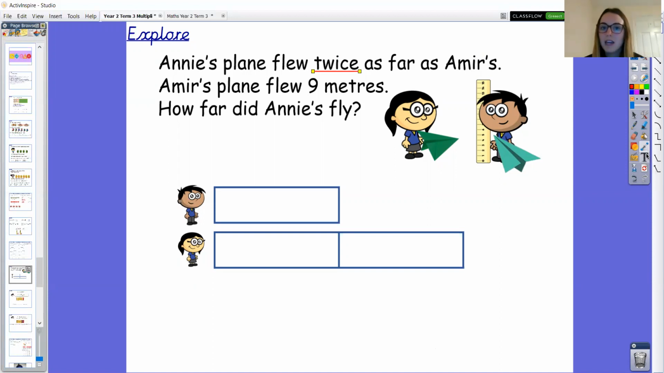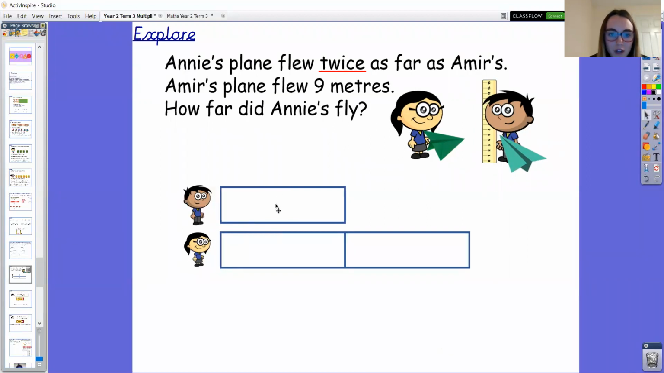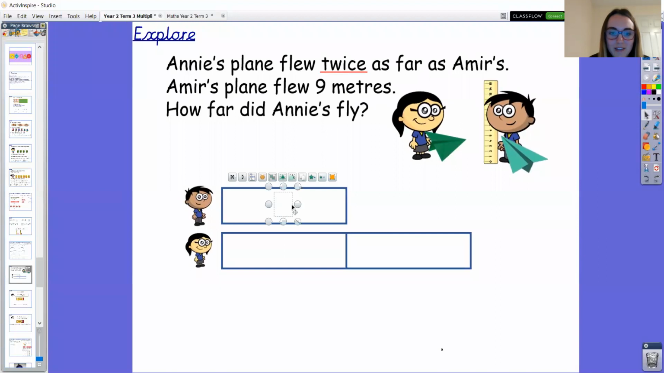So Annie's plane flew twice as far as Amir's. So as you can see here in this bar model, here is our friend Amir. This is how far his plane flew. We look at that part of the bar model. And then we have Annie down here, and her plane flew twice as far as Amir's. So as you can see, the bar model is double the length. There's 2 lots for Annie. So Amir's plane flew 9 meters. So I'm going to write 9 meters in the bar model for Amir.